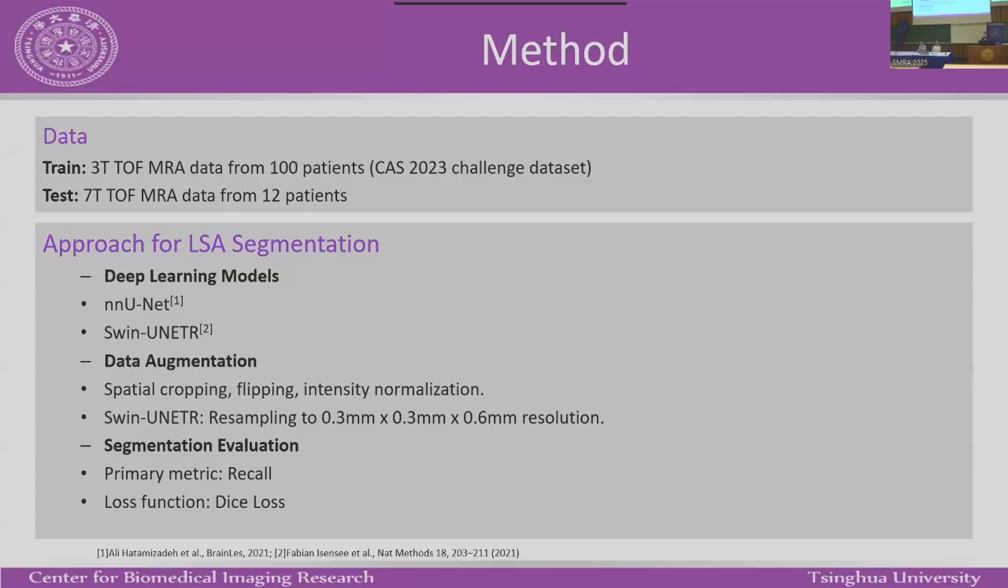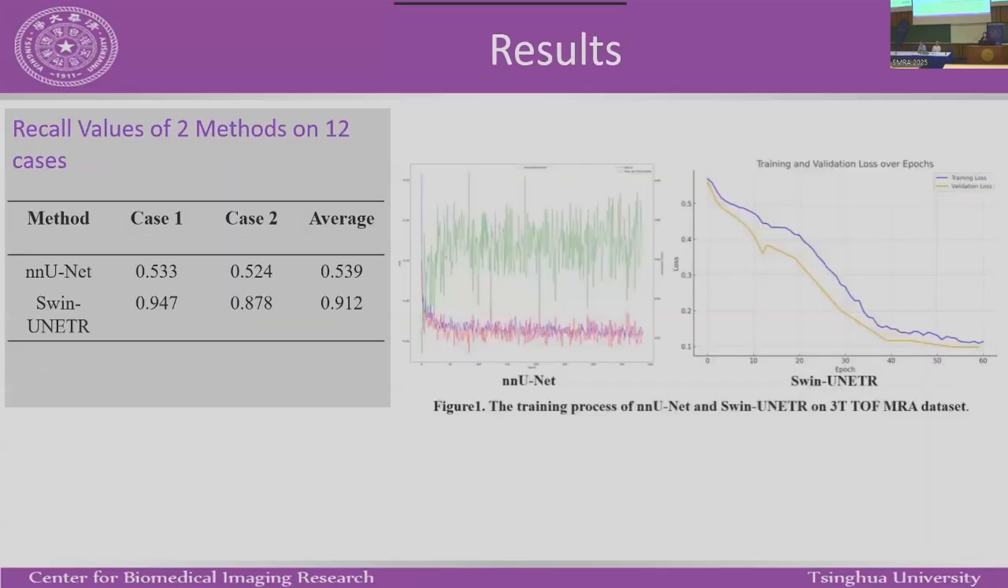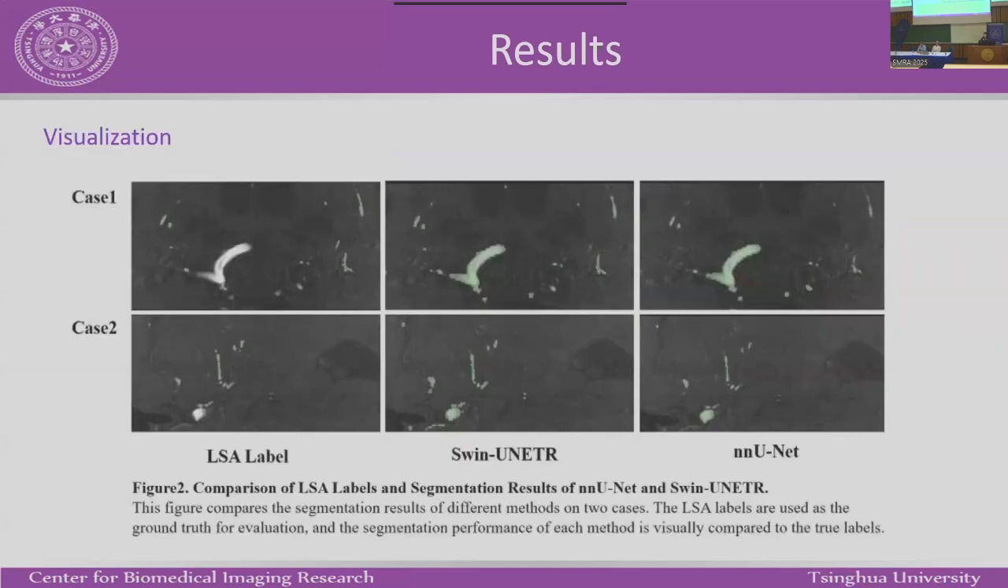We evaluated the performance using recall as a primary metric and dice loss as a loss function. For testing, we used the 7T TOF MRA data from 12 patients of Beijing Tiantan Hospital, and our results, shown in the table, indicate that both models achieved reasonable segmentation on 7T data. Notably, SWIN UNET-R outperformed NNUNet, likely due to its advanced resampling strategy.